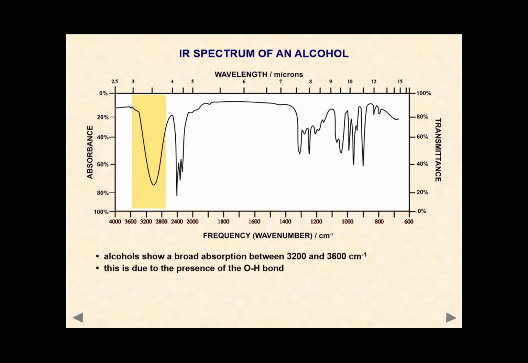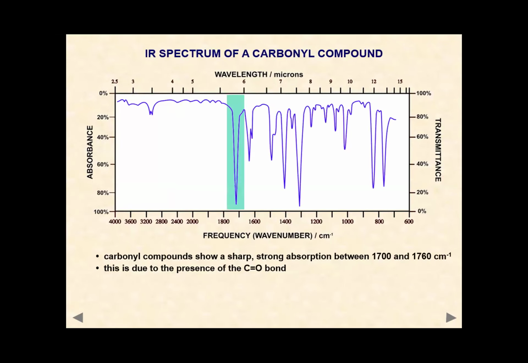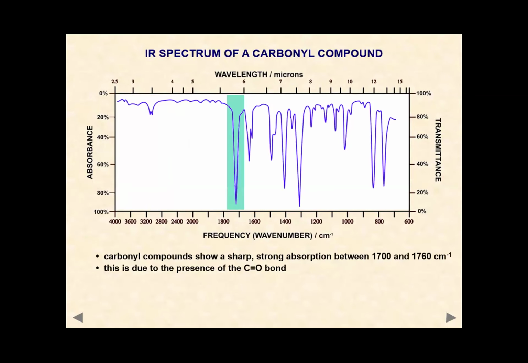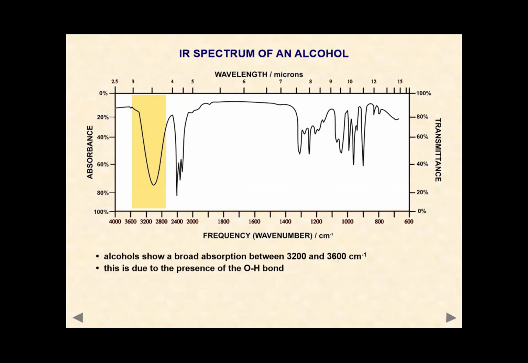Is it clear? This is due to the presence of the OH bond. I'm repeating again. This is for carbonyl and this is for alcohol. So this is for aldehyde and ketone, and this is for alcohol.